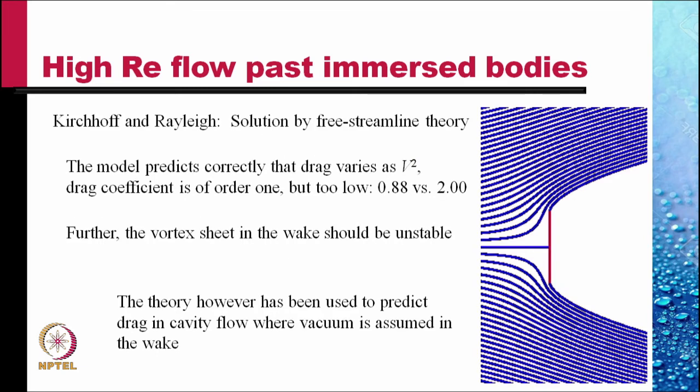Kirchhoff and Rayleigh applied the free streamline theory to solve flow past a bluff body. The model predicts correctly that the drag varies like the square of the velocity and obtains a drag coefficient of order 1, but the value is too low. The value they obtain for a flat plate held normal to the flow is 0.88 versus 2.0 as obtained by experiments. Further, the vortex sheet in the wake should be unstable. This theory, however, has been used to predict drag in cavity flows where vacuum is assumed in the wake.